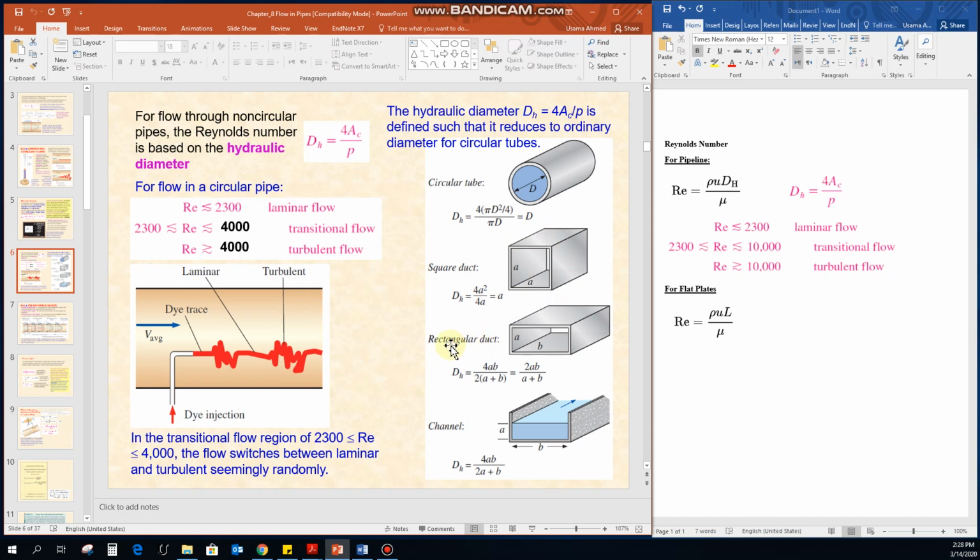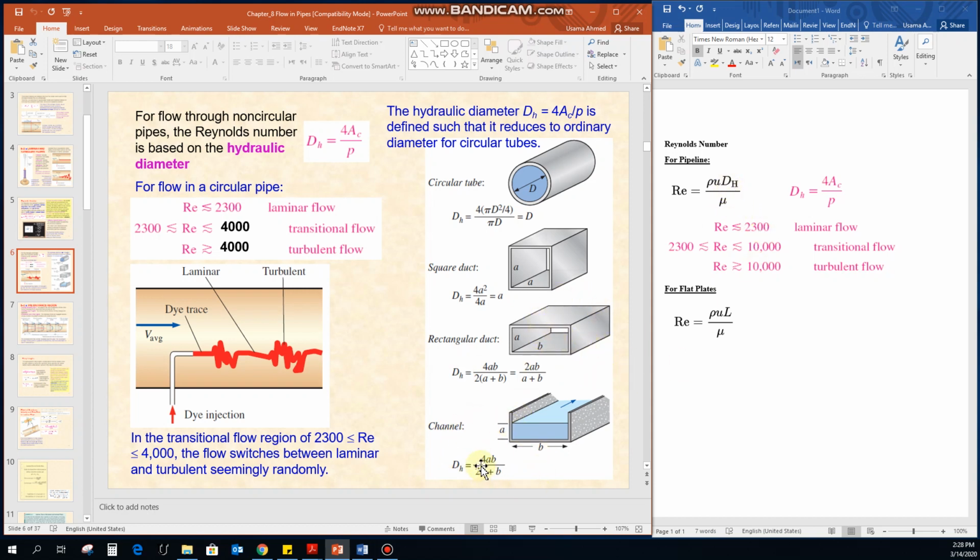Now in the case of this rectangular duct, we can have different values for the length and the width. So how can you calculate the hydraulic diameter? In this case, 4 multiplied by cross-sectional area divided by wetted perimeter. What is the area here? A multiplied by B, so 4AB, divided by the wetted perimeter. We have 2 sides of A and 2 sides of B, so 2 multiplied by A plus B, and it will give you the total value 2AB divided by A plus B. So this DH can be used as the hydraulic diameter to calculate the Reynolds number for this rectangular duct.